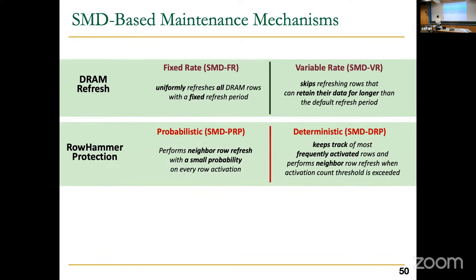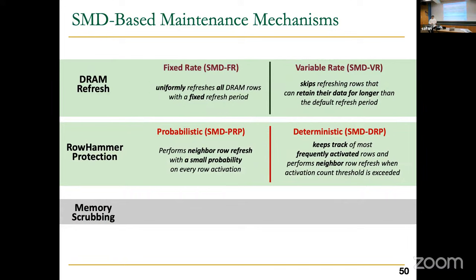I have bugs with the slide, apparently. The PRP, or probabilistic mechanism, when you activate a DRAM row, with a probability, it will just assume that that's an aggressor row and schedule preventive refresh operations to its neighbors. And the deterministic mechanism keeps track of rows that are most frequently activated. And if they reach a point where they would induce RowHammer bit flips in neighboring rows, we perform preventive refresh operations. And for memory scrubbing, we also have a mechanism that periodically scans the entire DRAM row and corrects errors if there are any.